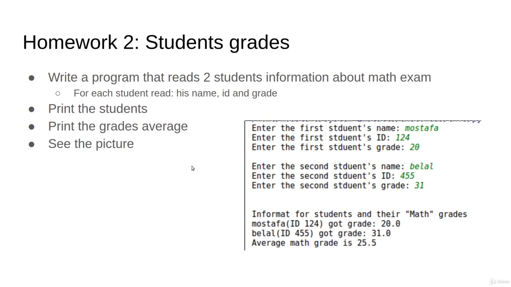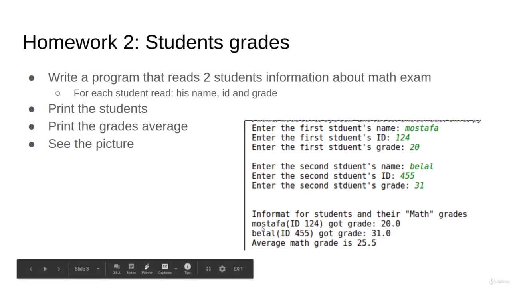In the second program, you will read students' information. Here, as you see, we read the student name, ID, then grade. This is the grade of their math exam. And then you read another student name, ID, and the grade. Then you are to print the grade information for them. So we are printing here Mustafa information, then Bilal information.